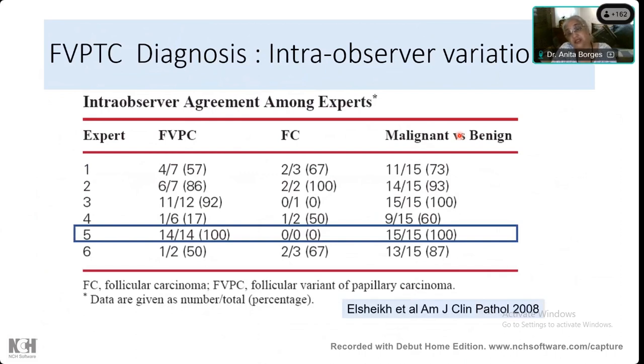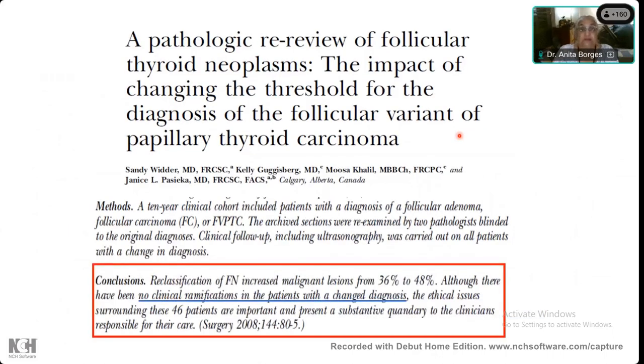Okay, the experts did not even agree, as if one day they got out of this side of the bed or that side of the bed. There was not even inter-observer variation, intra-observer variation, except for that one person who called everything papillary thyroid carcinoma. Okay, yeah. So then, sooner or later, people went back and asked, if we had called these things encapsulated follicular variants of papillary thyroid carcinoma, you know what would have changed?